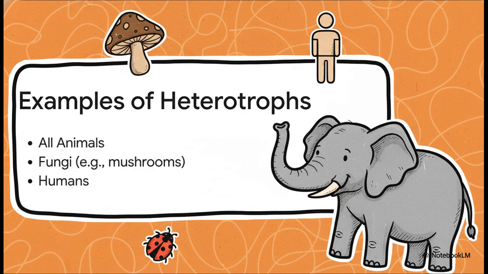This group includes almost all the animals that you can think of, from a small ant to a large whale. It also includes fungi, like the mushrooms you might see growing. And of course, we humans are also heterotrophs. We depend on plants and other animals for our food every single day.